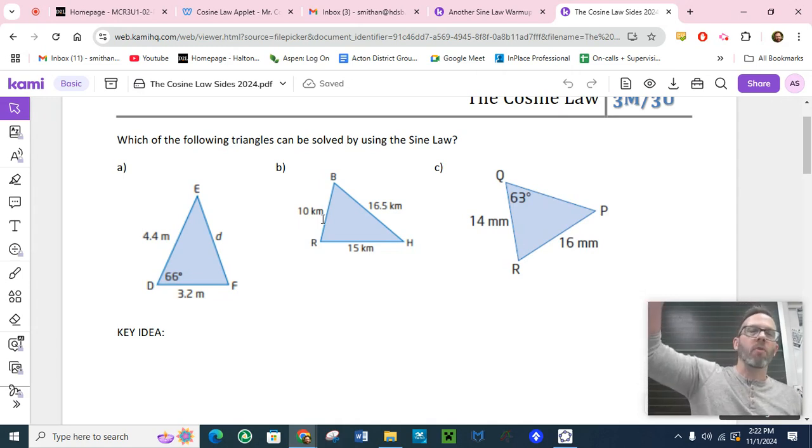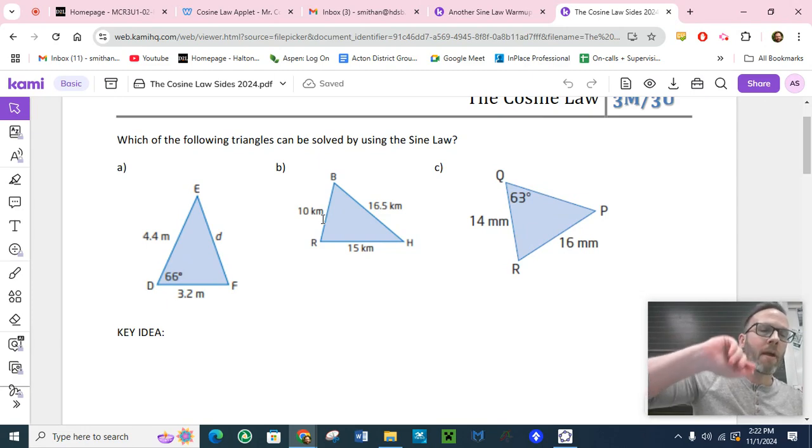One of you guys, share or refresh our memories. What was the condition we need to use the sine law? We just can't use it all the time. There was a condition we need. Graham, you remember? A pair, you need a side and its opposite angle. We called it a side angle pair.